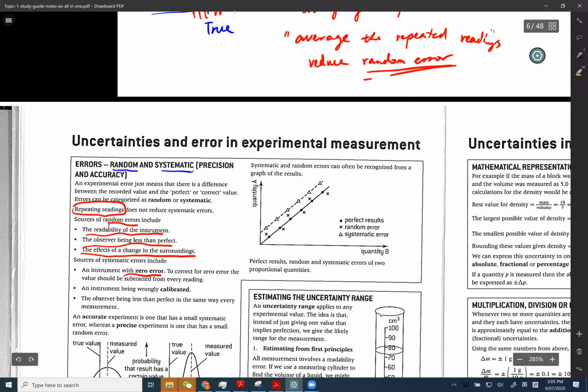What's zero error? What's zero error? You have a scale at home. You stand on, they give you 60 kg. You don't stand on, they still give you 1 kg. That's zero error. Okay?